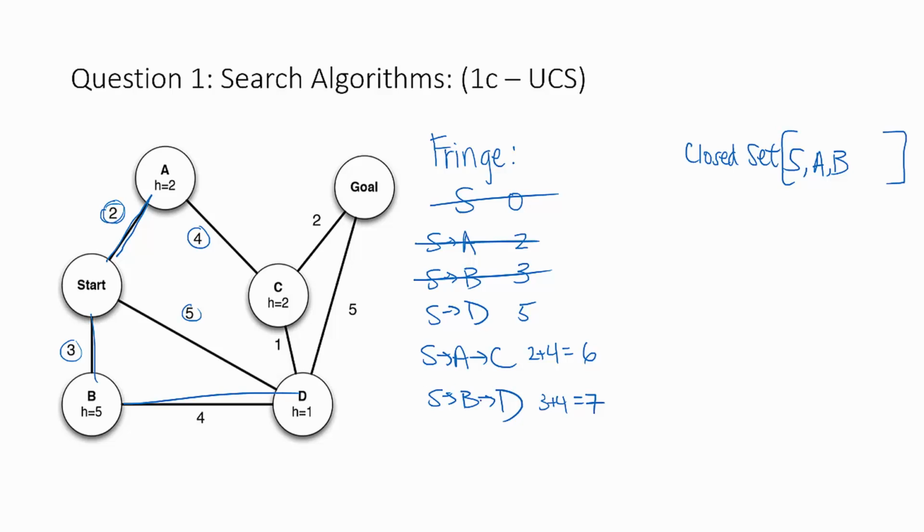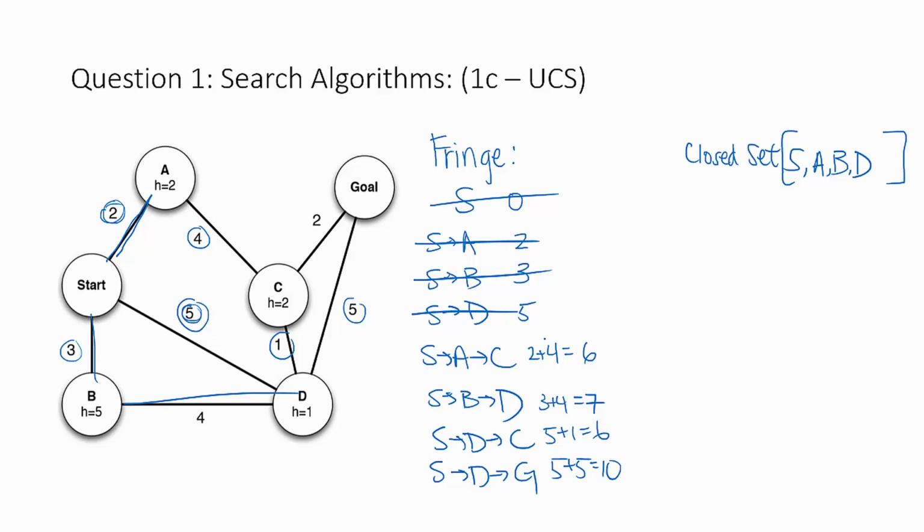Okay, so what is cheapest now? Well, that's S to D. Let's put D on the closed set and expand S to D. So we'll put S to D to C with cost of 5 plus 1. That's 6. And S to D to G, which has a path cost of 5 plus 5, which is 10.